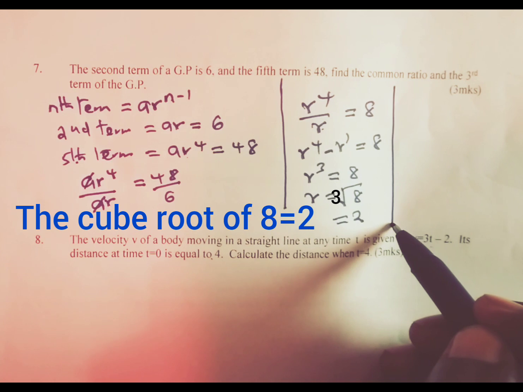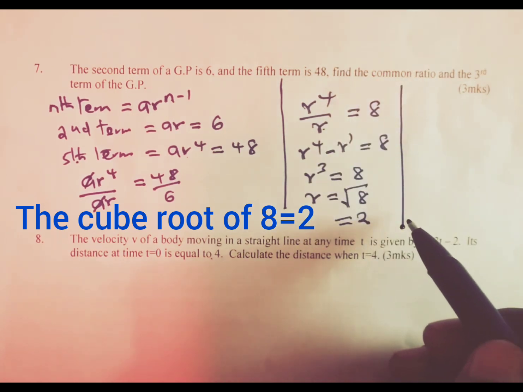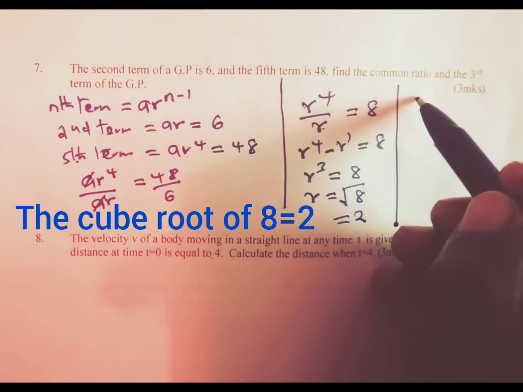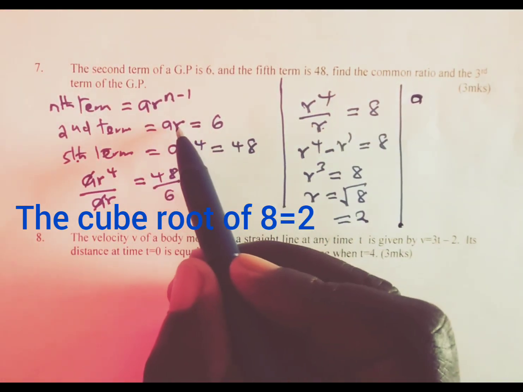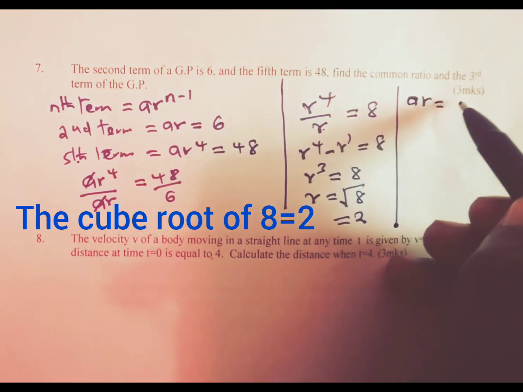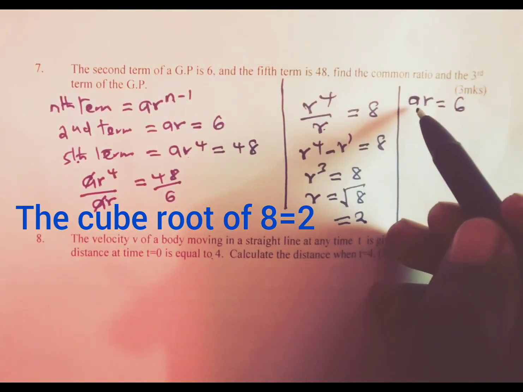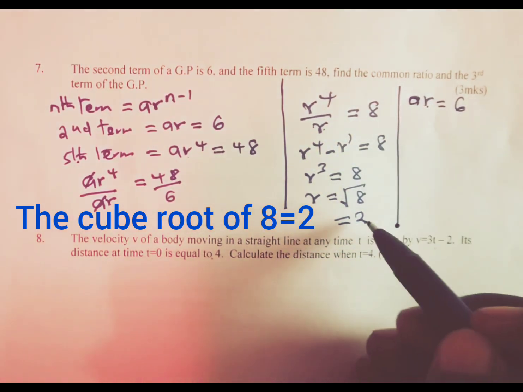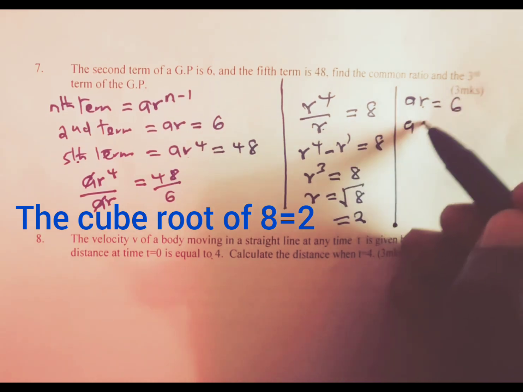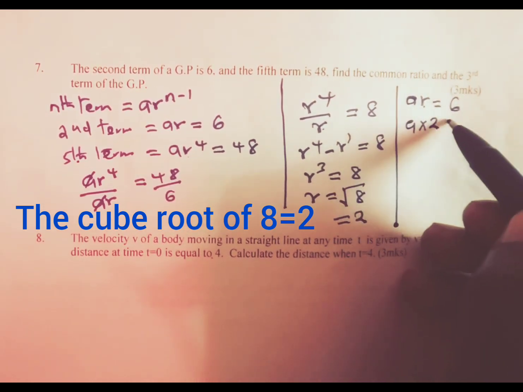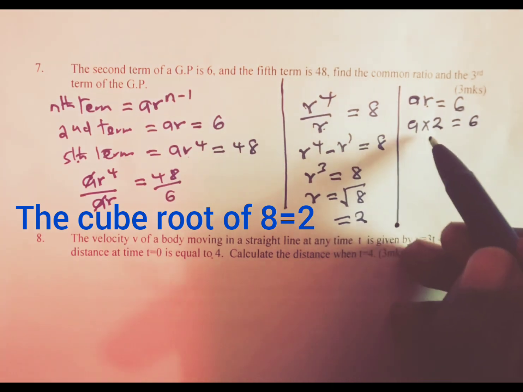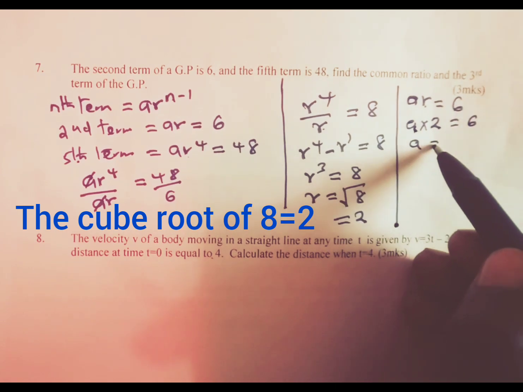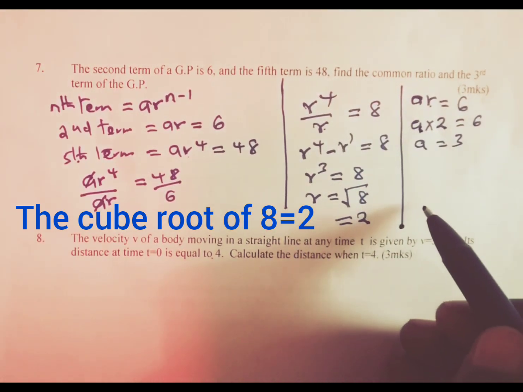Having gotten the common ratio, we can go ahead and get the first term, which is represented by A. Using the second term, A R is equal to 6. We know A is the first term and the common ratio is 2. So if you take A and multiply by R, which is 2, this will be equal to 6. Dividing both sides by 2, the value of A is going to be equal to 3.